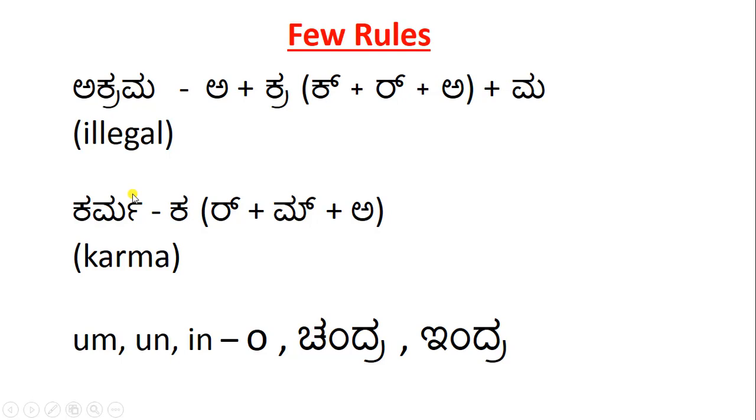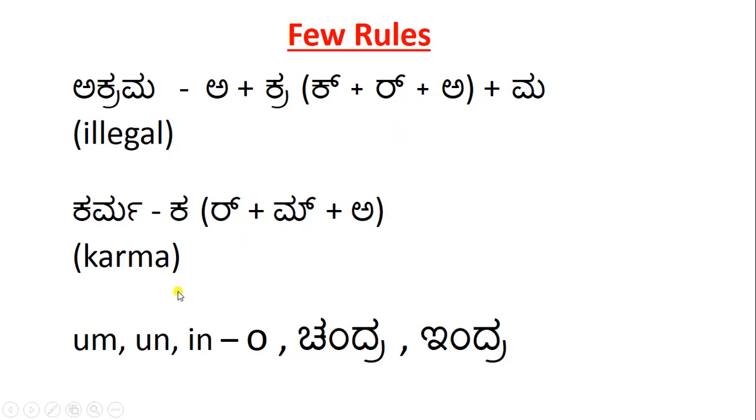And even though we pronounce it before ma, we write it after ma. Okay. In all the cases. We pronounce it before itself, but we write it after. Karma. R comes before ma, but we write this symbol after ma. That is how we are following it. I hope you have understood that rule.